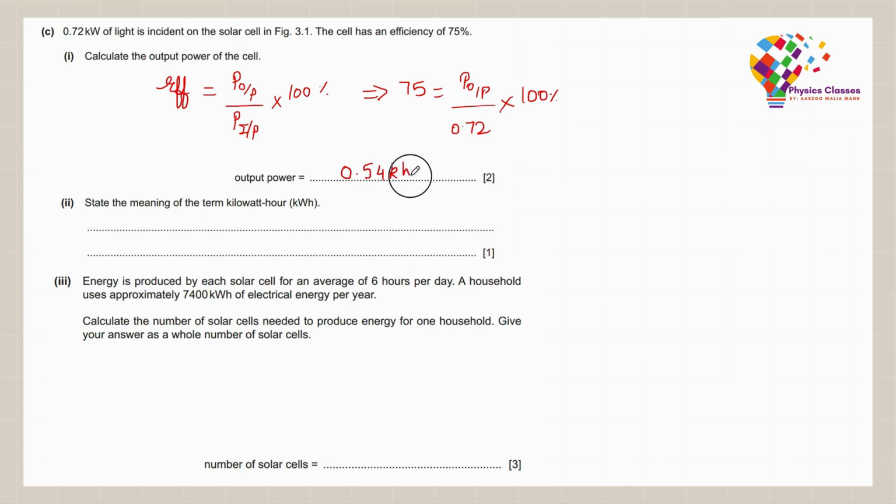A small shortcut to check your answer is that your power output always has to be less than the power input as long as the efficiency is less than 100%. Even if it is 100%, then your power output will be equal to the power input. Your power output can never be greater than the power input.